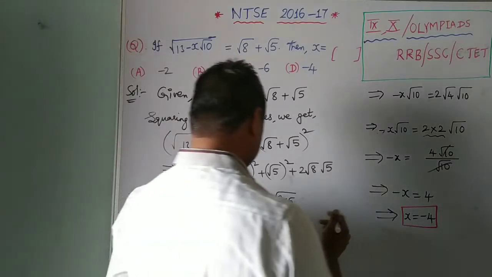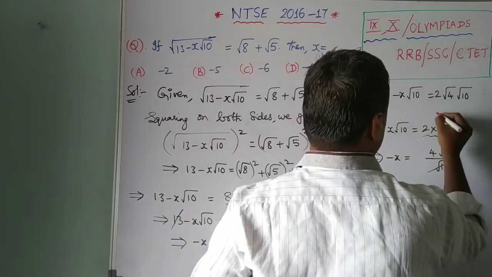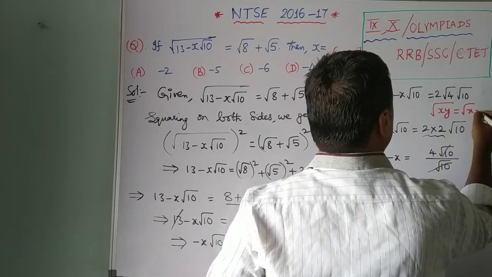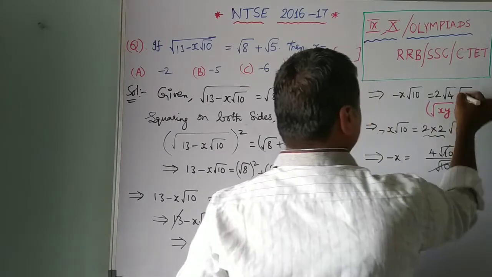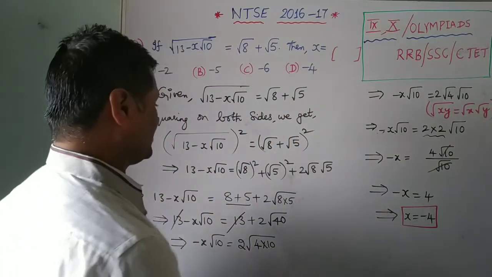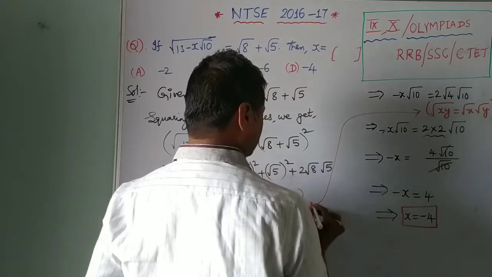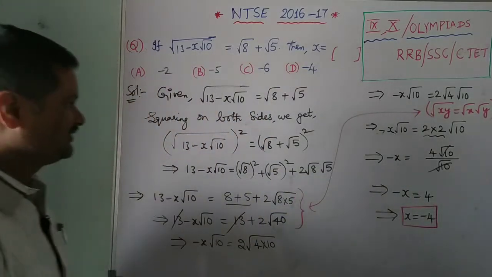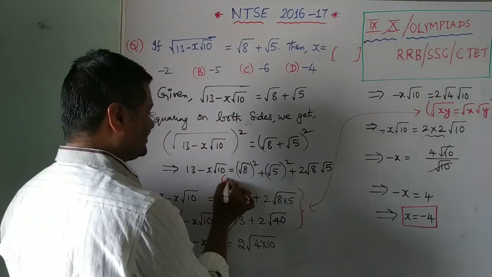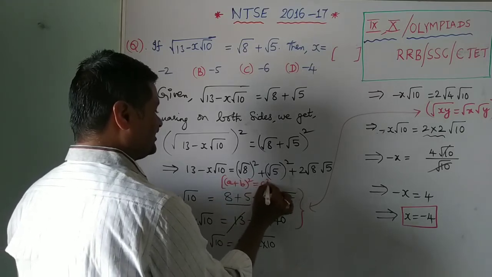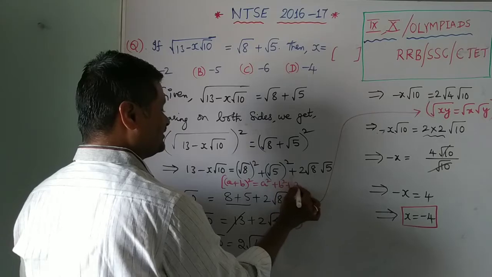So here we applied this step to this step. I have applied root of xy is equal to root x into root y. The same I have applied here. Next, here this is nothing but a plus b whole square is equal to a square plus b square plus 2ab.